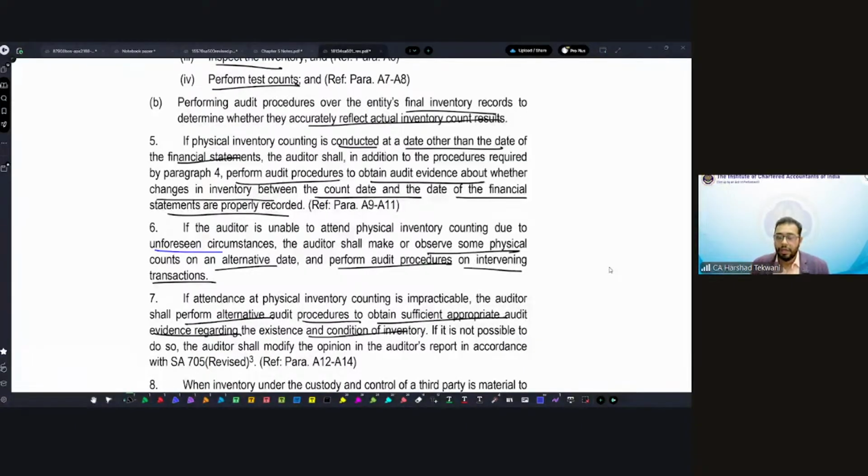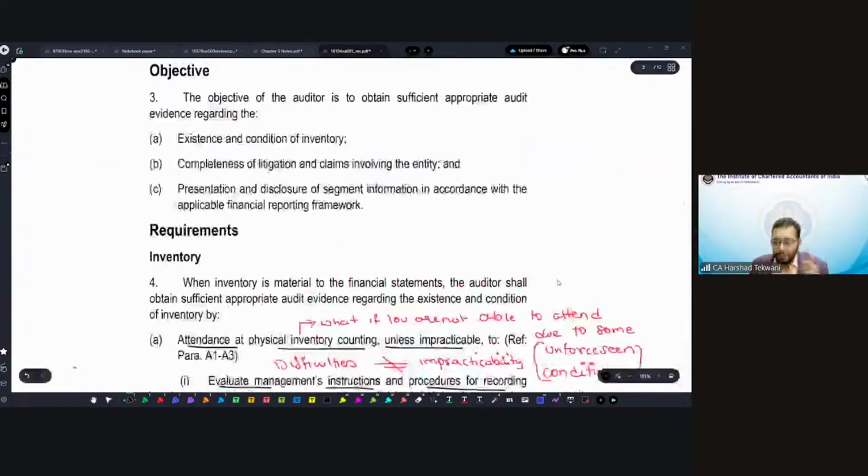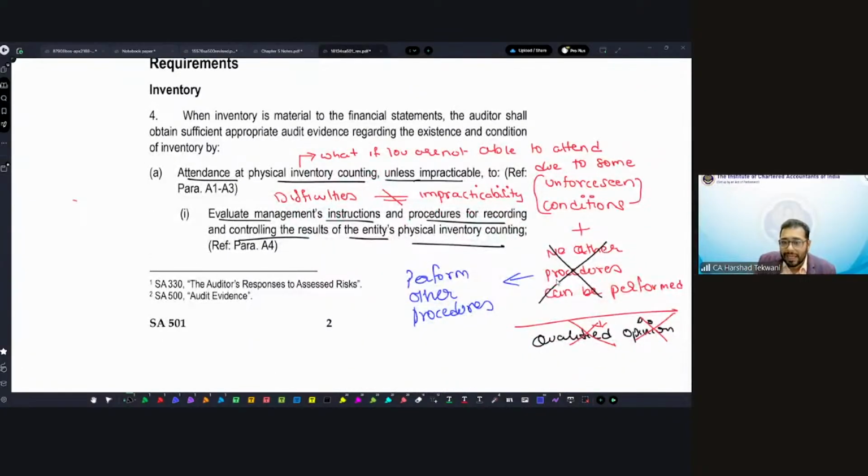Okay. Now, if it is impracticable, that's what I'm saying. If this is the condition and you are not able to perform any other procedures, then you can issue a qualified opinion. Then only you can issue a qualified opinion. Impracticability means a genuine impracticability. You want to do it, but still you cannot. Very rare scenario, but yes, if there is an impracticability, you cannot perform the procedures, cannot get the evidence, qualify.